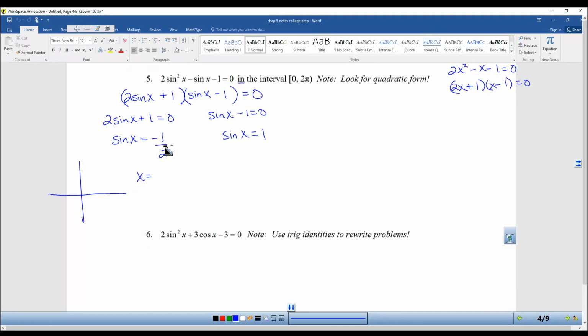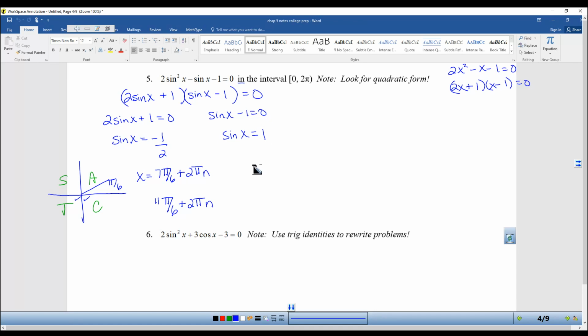When is sine equal to 1/2? On your chart it's pi/6, so I can write pi/6 twice. However, since I need my answers to be where sine is negative, I look at my forecast, and sine is negative in quadrants 3 and 4. My two answers are going to be 7 pi/6 and 11 pi/6. And as a last step, you're going to add 2 pi n.